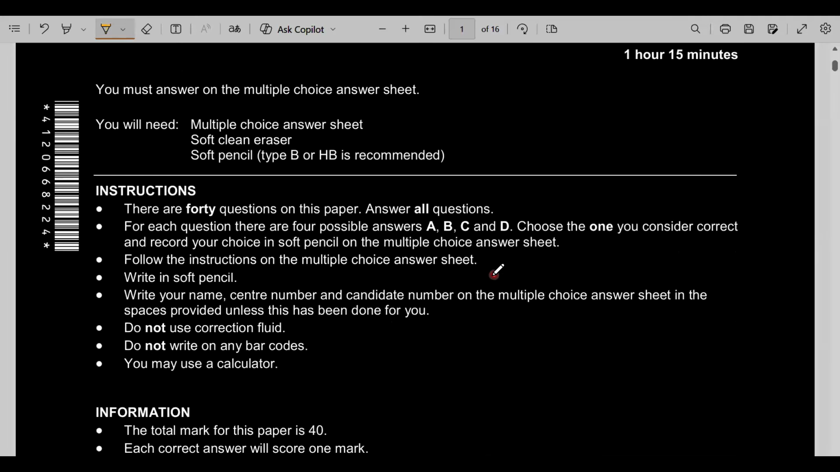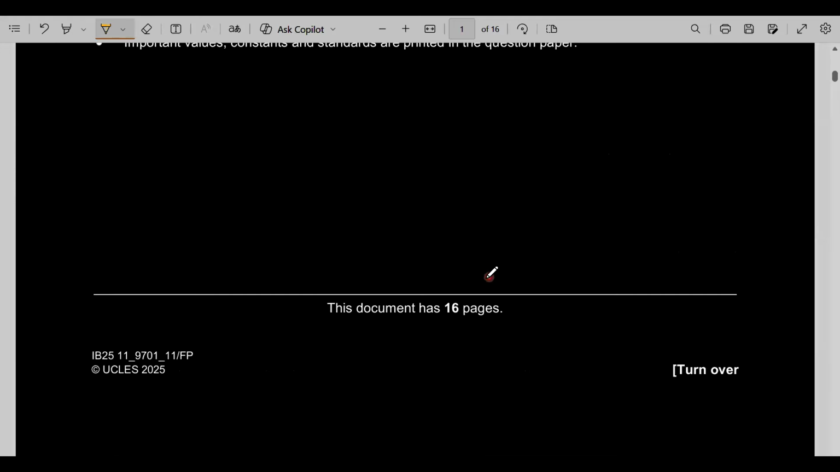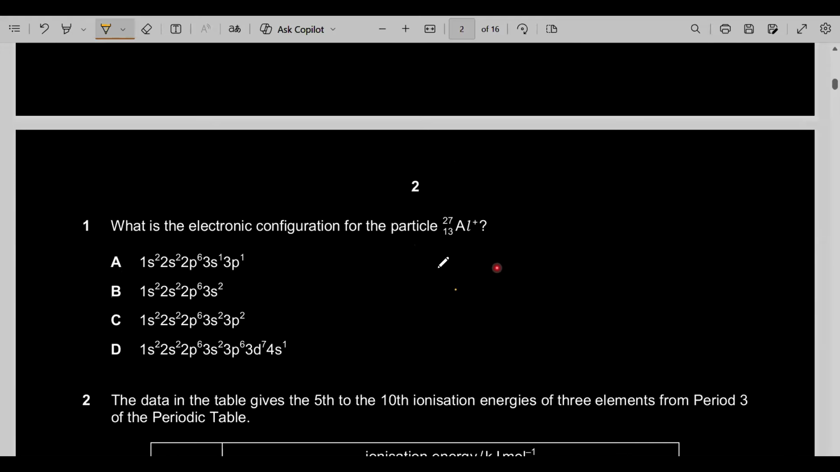So let's start with question number 1. Question 1 says, what is the electronic configuration of the particle aluminium carrying plus 1 charge with the atomic number 13 and mass number 37?